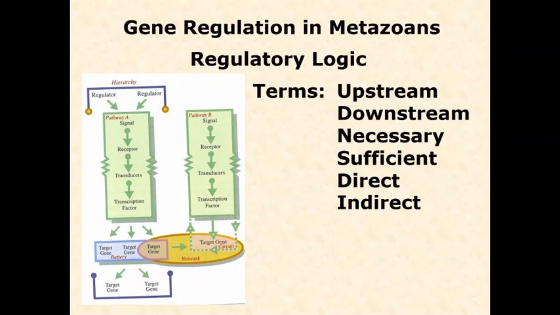And then finally, when we are looking at direct versus indirect, direct is when it is a transcription factor itself. It itself directly impacts and turns on transcription. Indirect means it's a signaling molecule. So it doesn't do it itself, but it's part of the pathway that does it.